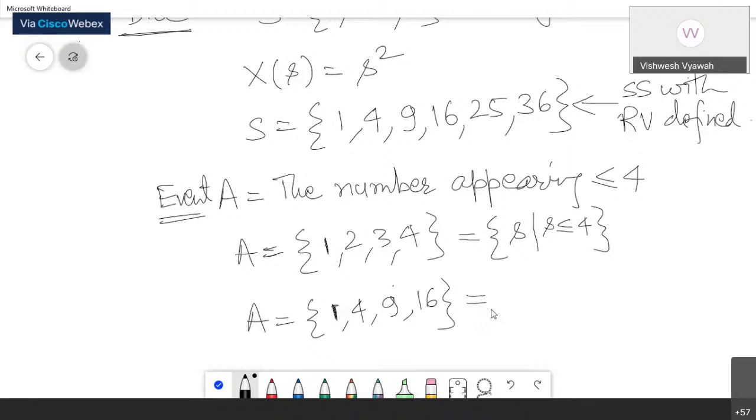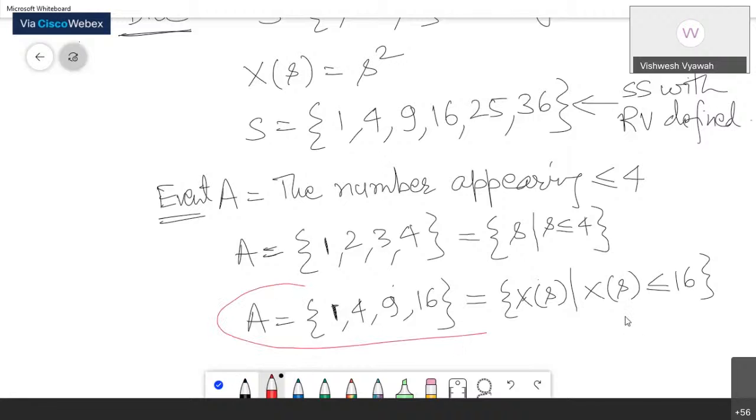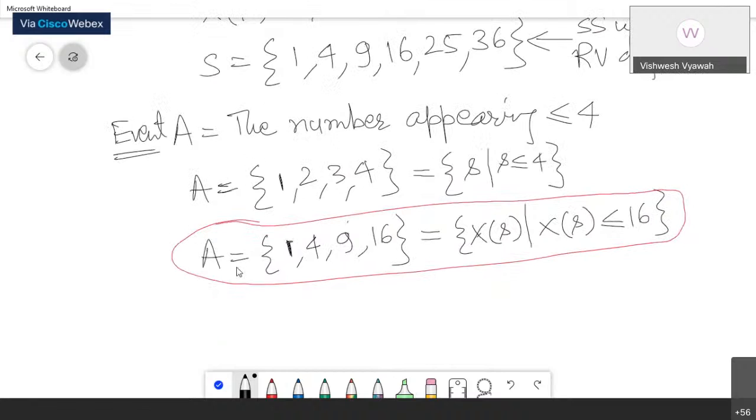Now, how do I write it here? I can write it here as all those X of s such that X of s is less than or equal to 16. Do you agree with this? X of s such that X of s is less than or equal to 16. Is it okay? Have you understood this important way of describing the event? Because I have defined a random variable based on this. We can define it like this.